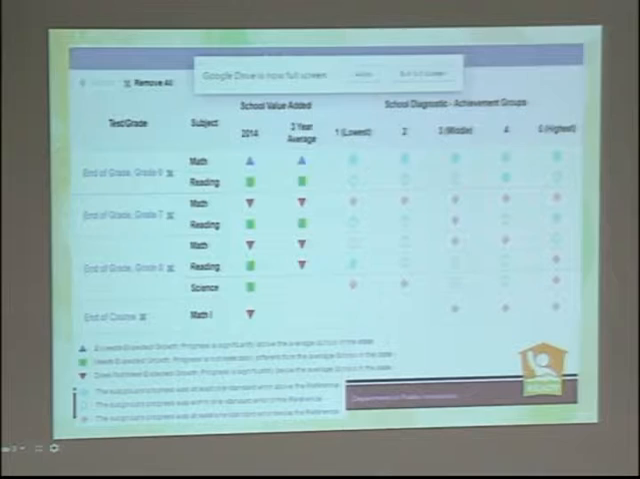What about 7th grade math? Across the board, 7th grade math does not meet expected growth. What else do we notice? Math 1 is red. Come on, guys, you went right to the red. What else do you notice?